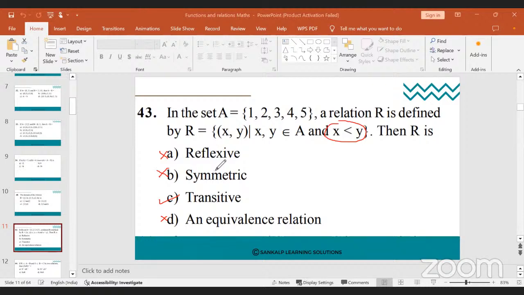Okay. Option C is the correct answer. No, option C is the correct answer. Please make it correct.